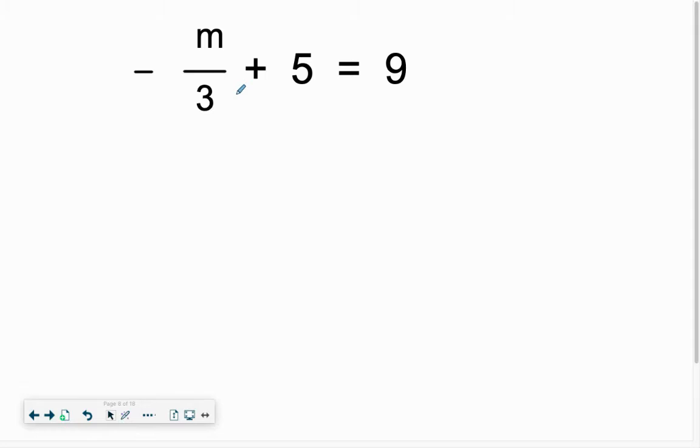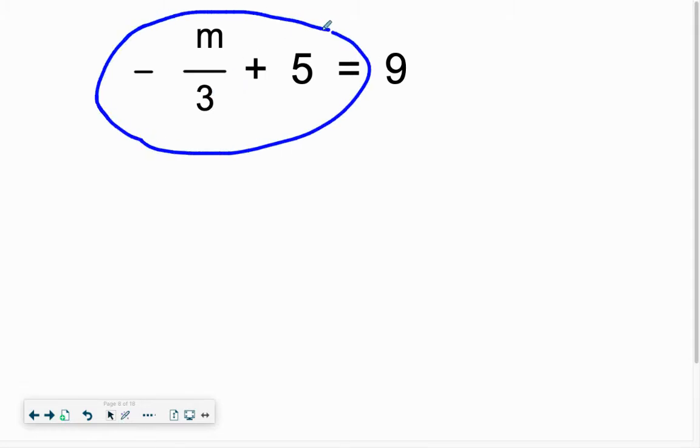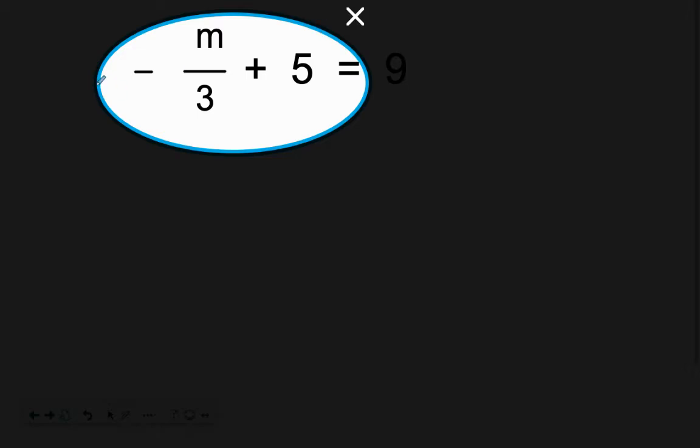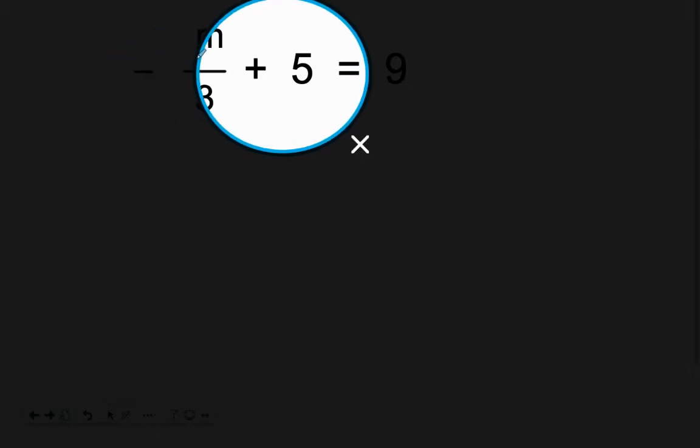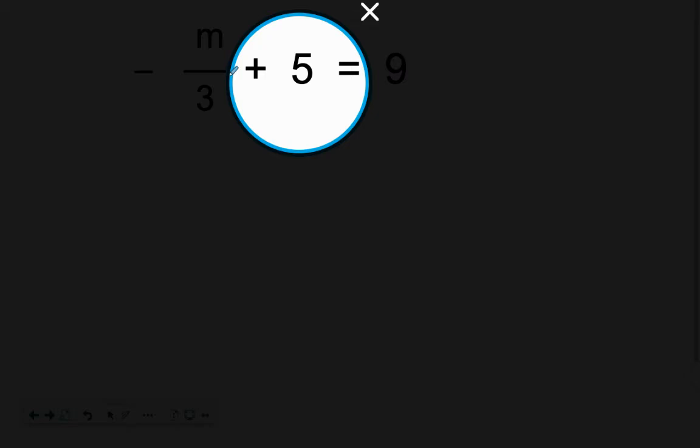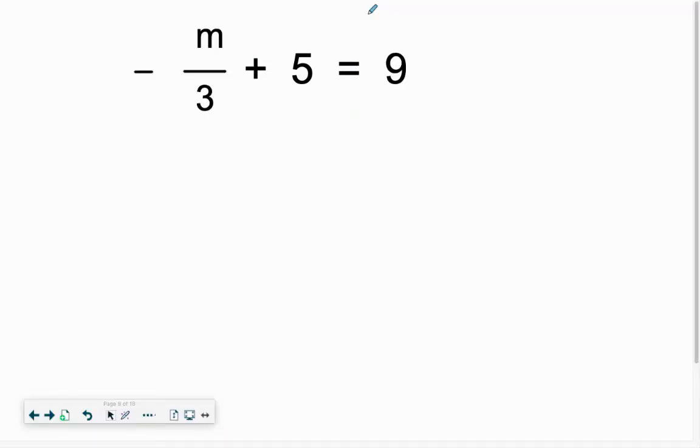This one looks different. No, don't panic. Play the game. Find the variable. Aha, it's on this side. Ignore it. So pretend like it's not there. Cover it up. I see adding 5. That's interesting. Let's get rid of adding 5 to start with. So how to get rid of adding a positive 5? Well, yes, you add a negative 5 to both sides.